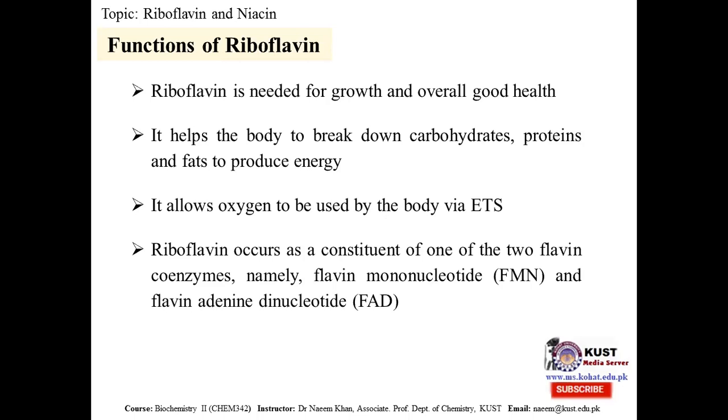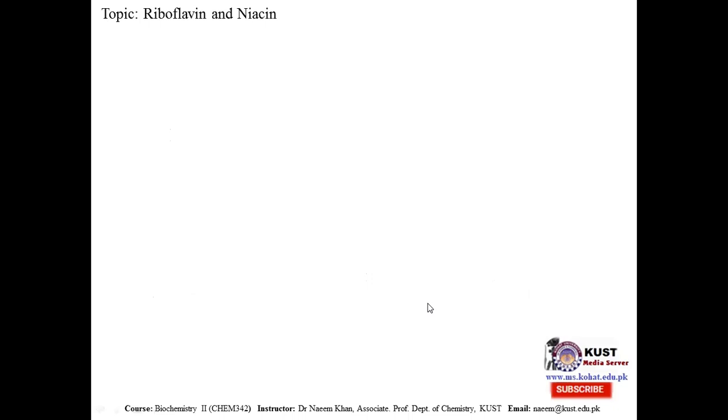Riboflavin occurs as a constituent of the two flavin coenzymes, namely FMN, flavin mononucleotide, and FAD, flavin adenine dinucleotide. These two coenzymes are very, very common. Riboflavin is a component of these two coenzymes, and these are very important from the metabolic point of view.